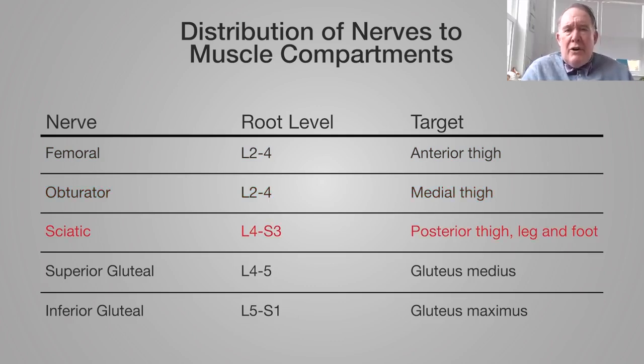The sciatic nerve, a very large nerve, supplies the muscles of the entire posterior thigh, all the muscles of the leg and the feet. And then two other important muscles that cross the hip joint. The superior gluteal nerve supplies the gluteus medius muscle. It arises from L4 and L5. And the inferior gluteal nerve arises from L5 and S1 and supplies the gluteus maximus.